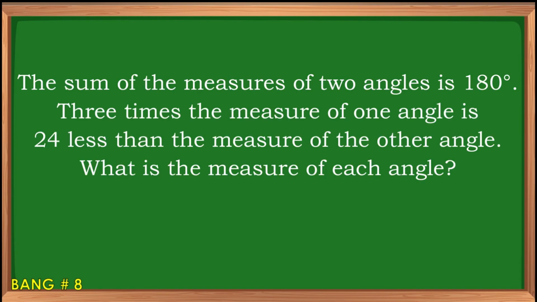Let us try this. The sum of the measures of two angles is 180 degrees. 3 times the measure of one angle is 24 less than the measure of the other angle. What is the measure of each angle?